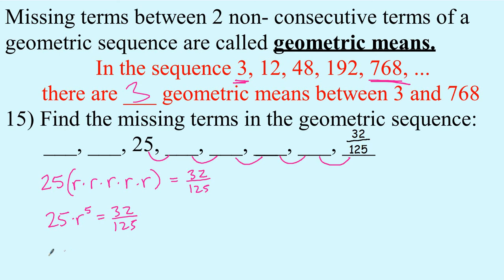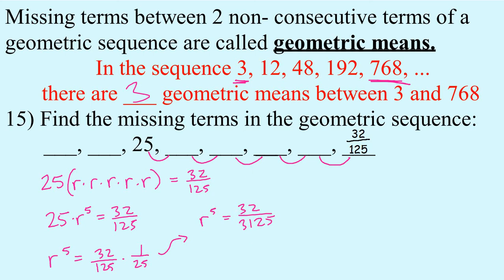So we can divide by 25. So r to the 5th equals 32 divided by 125, and then we divide by 25 or multiply by 1 over 25. Okay, we could do that. That's perfectly fine. We get r to the 5th power equals 32 over 3,125.